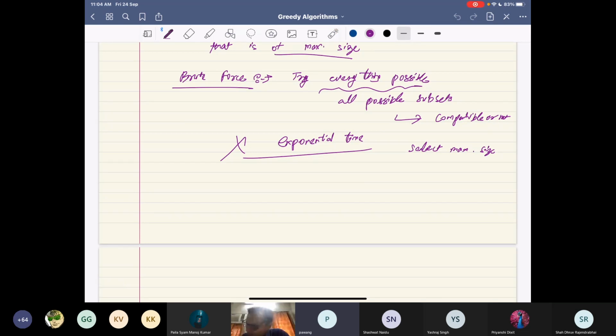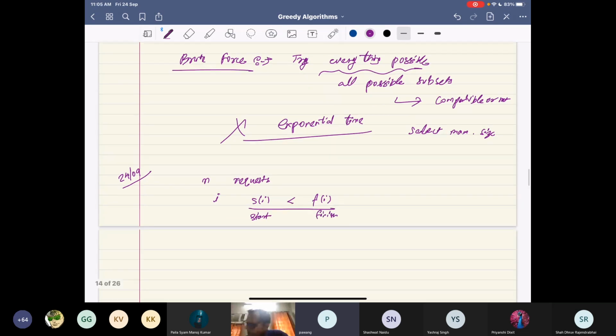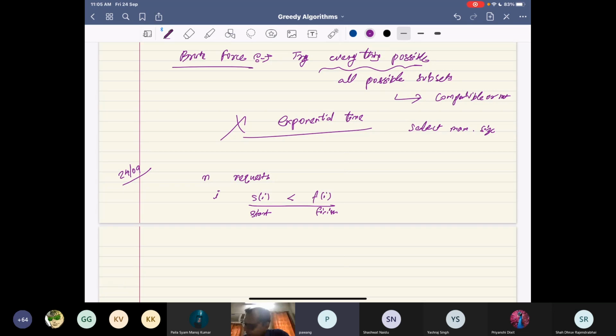So you have n requests. And because you have to formulate in terms of dynamic programming, it's better you make some order. So you say that they are sorted in some order. So we have n requests. Each request i has a start time Si and a finish time Fi. And of course, Si is less than Fi. And assume that they are sorted in terms of their finish time.